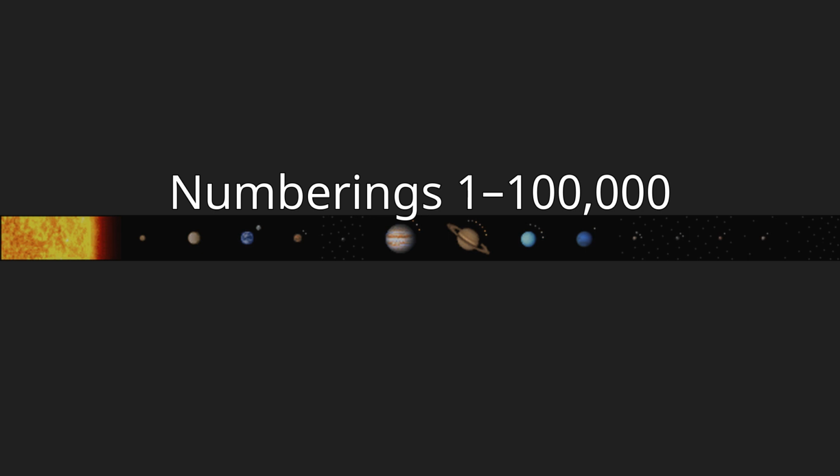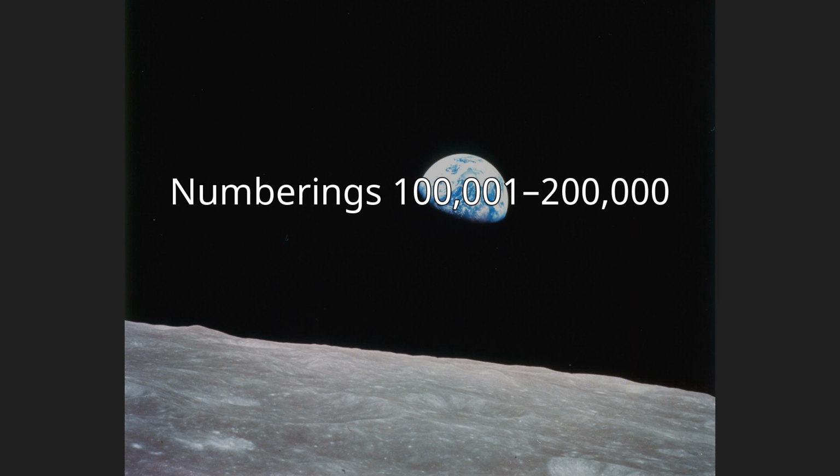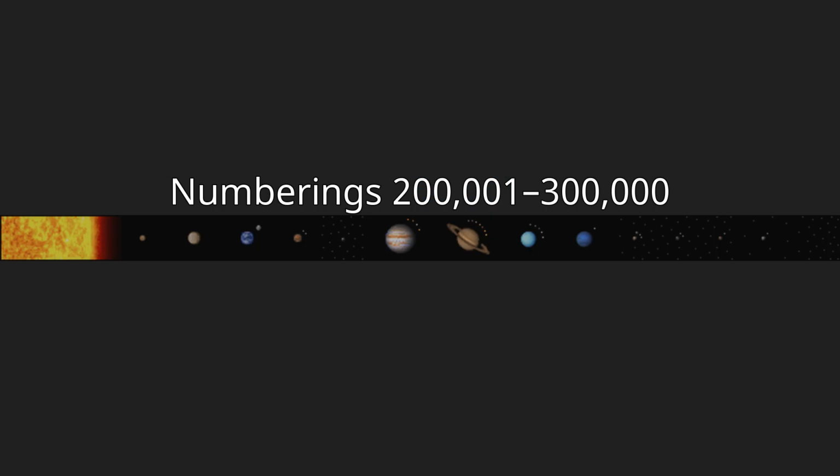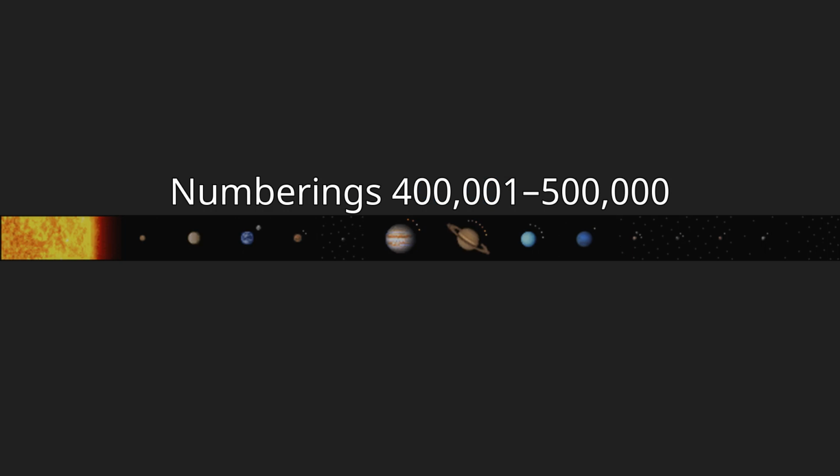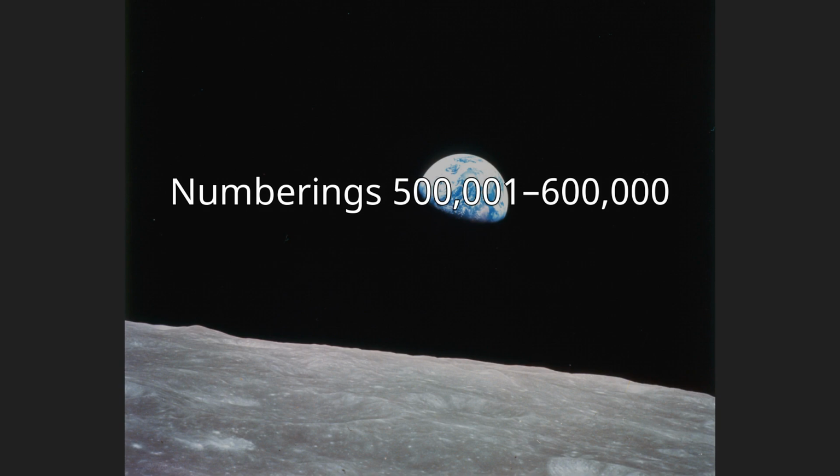Numberings 1 to 100,000. Numberings 100,000 to 200,000. Numberings 200,000 to 300,000. Numberings 300,000 to 400,000. Numberings 400,000 to 500,000. Numberings 500,000 to 600,000. Specific lists.